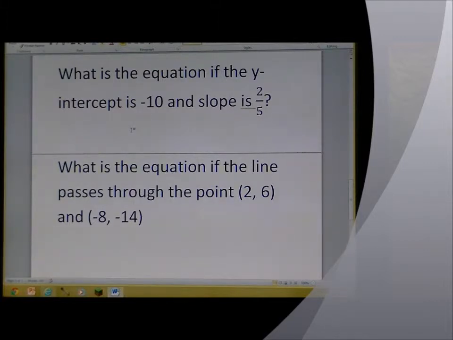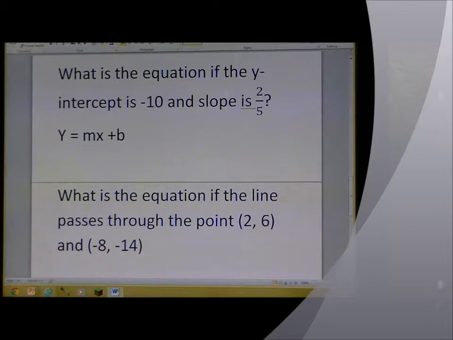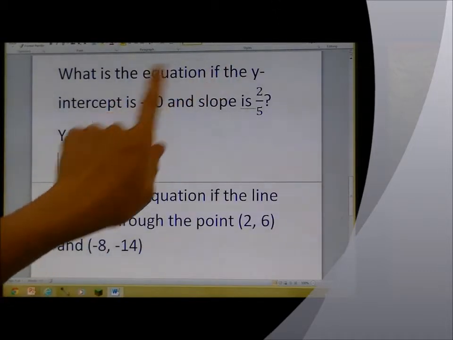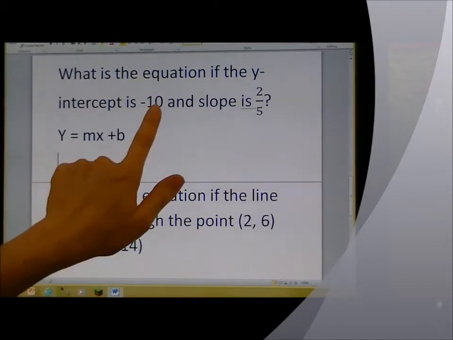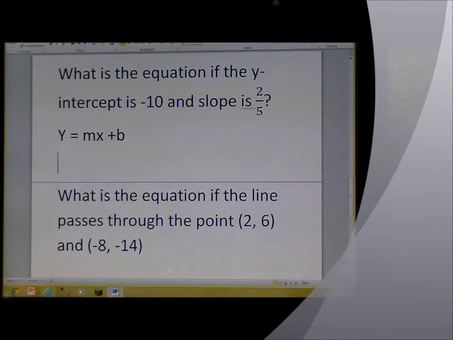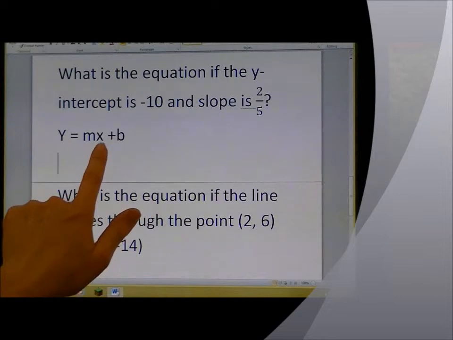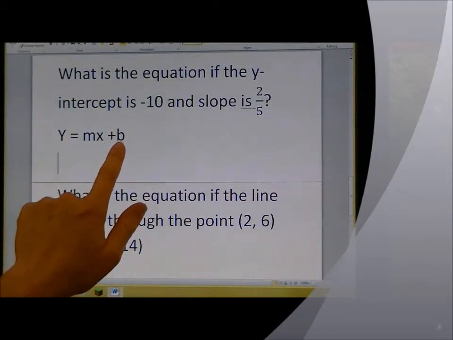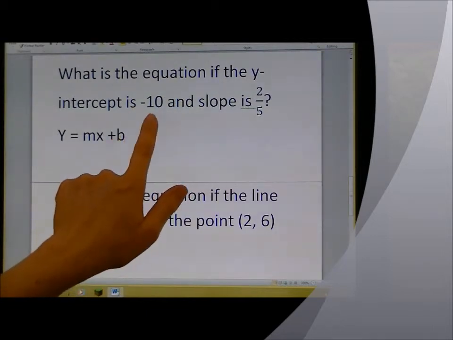Okay, so that to me sounds like slope-intercept form, that y equals mx plus b form. So what I can do then is just plug in the stuff they've given me in the equation, because they've given me a y-intercept. They've said it's -10. I remember from the general form, this y-intercept form, that b represents the y-intercept. So I can replace b with -10.